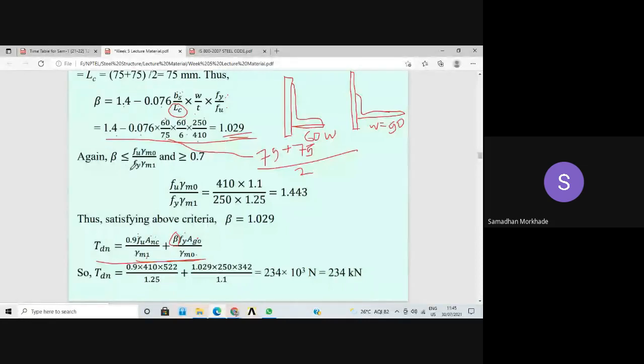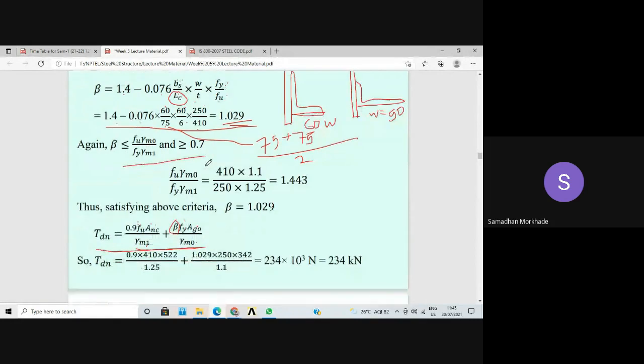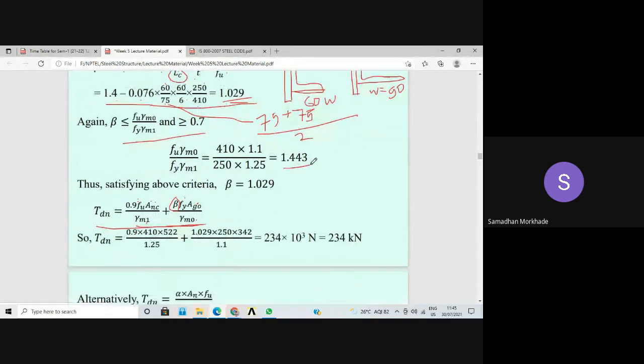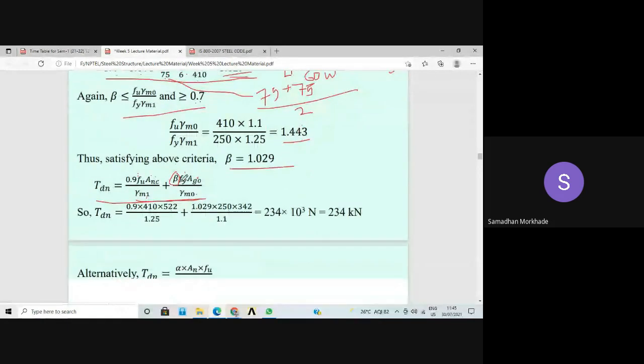So again, this is the range for the beta. The maximum value is 1.443 and the minimum is 0.7. So 1.029 is more than 0.7 and less than 1.443. So it lies within the limit, so it is okay.